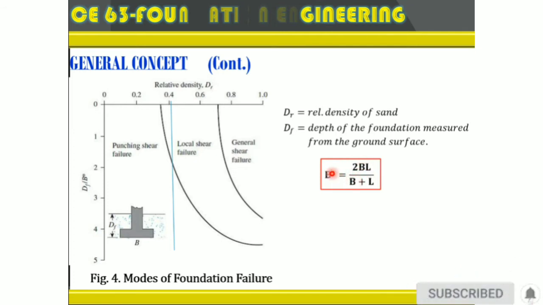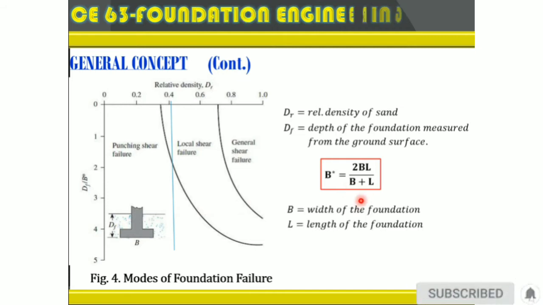you have this B asterisk. Probably you have to have an initial value of your B and even an initial value of your depth of footing. And then afterwards, you can get the value of your B prime, in which in this case B is the width of the foundation and L is the length of the foundation. Okay, so after getting this B prime, you can get your estimated depth of footing based on these modes of foundation failure, considering a punching shear failure.